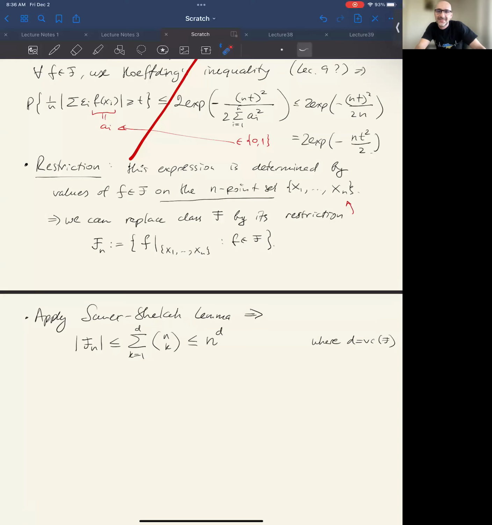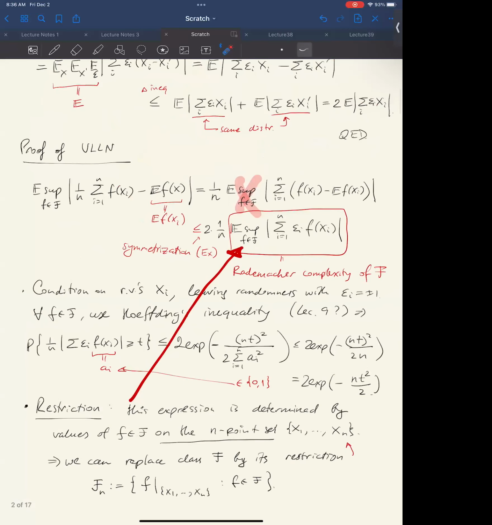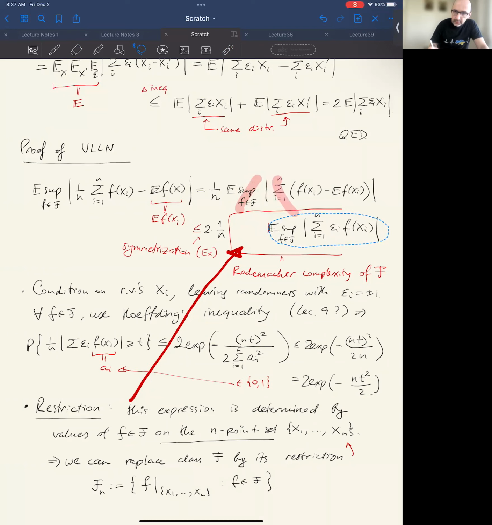Any other questions? Yeah, so before the fixation event of this xi, we have expectation both with respect to epsilon i's and xi's. Okay, and then we fix them, and we have expectation only with respect to epsilon i's. Maybe to make it a little bit more transparent.